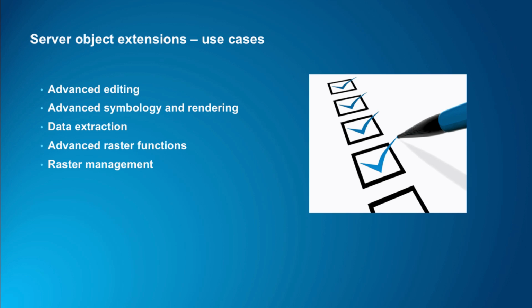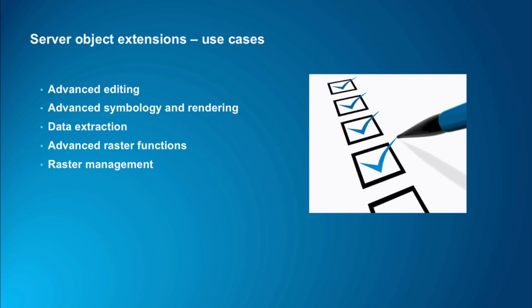Or you may have custom or advanced symbology or rendering that you may need to do that's not available out of the box. Advanced raster functions, so you have a specific function that needs to be implemented that's not available in our toolkit. So you can implement it using a library of your choosing, or it's a custom algorithm.